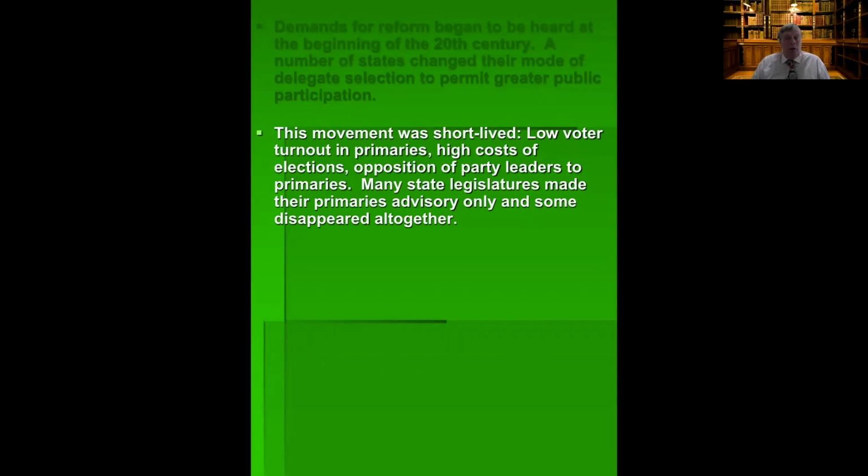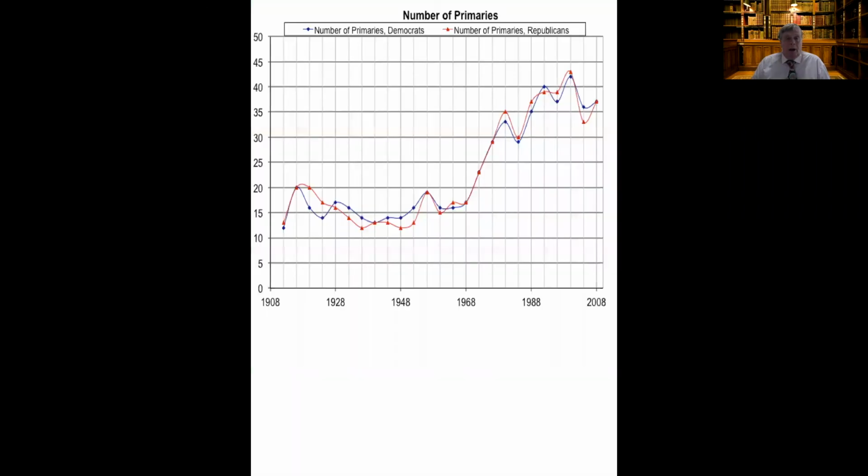There was low voter turnout in primaries, which is what the manifestation was of this movement. Elections cost a lot to put on. Party leaders were opposed to the primaries. And so many state legislators made their primaries advisory only, and some disappeared altogether. Look at the dynamics of the following graphs.